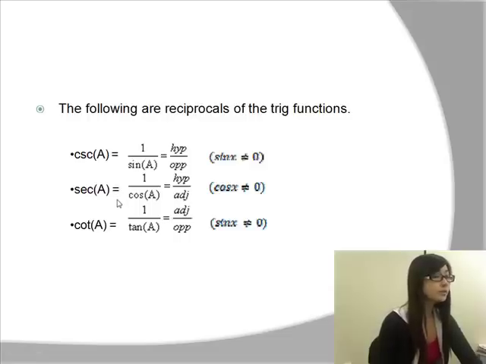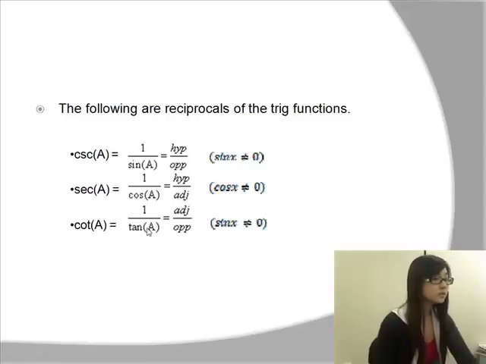The secant of A equals 1 over cos A. Remember, cos A equals the adjacent over hypotenuse. Therefore, secant of A will equal hypotenuse over adjacent, for cos of A cannot be equal to 0, because the denominator cannot equal 0.